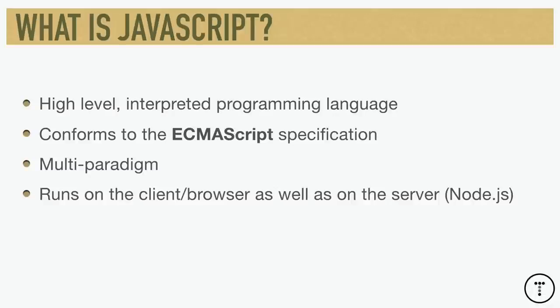JavaScript is also multi-paradigm, which means that you can write your code in many different ways or many different paradigms. For instance, you can write object-oriented code or functional code. There are languages where you have to write it in a certain way, but JavaScript is not one of those languages.